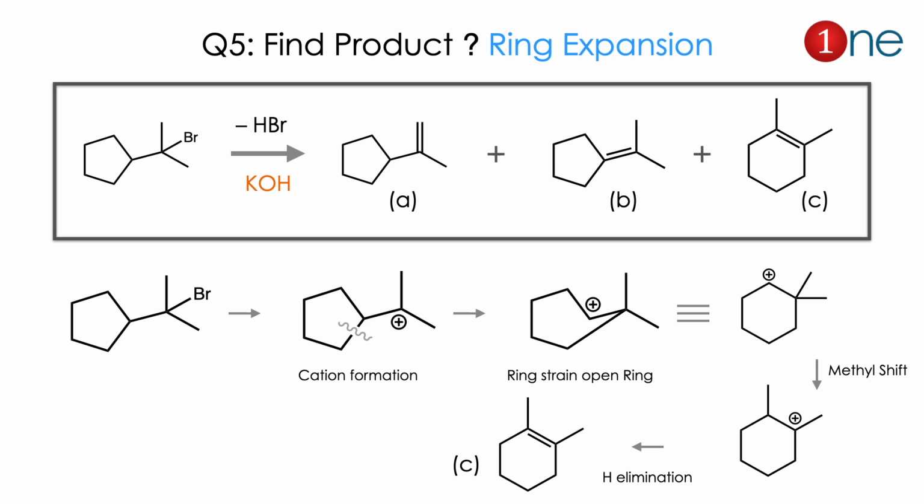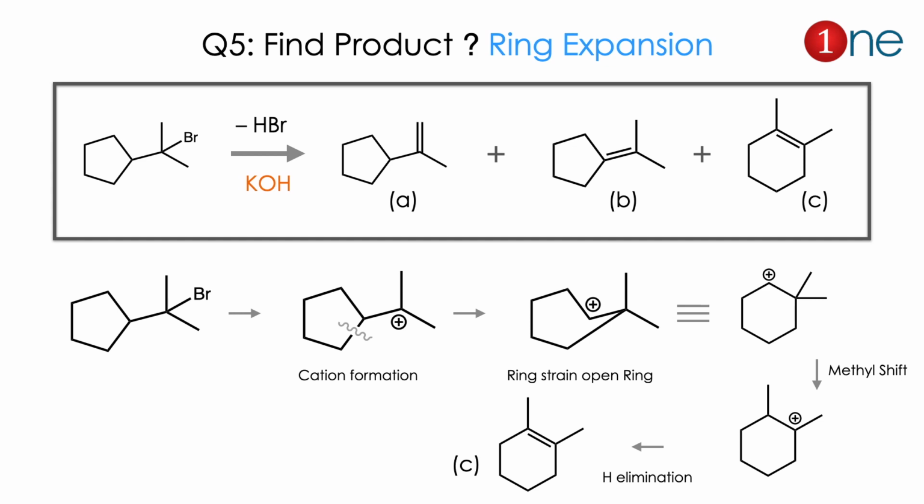Here 2 factors decide. One is ring strain, another is the stability of the cation. Here the mechanism helps you to understand the product much better. So we will write the mechanism here. We are eliminating the bromine, the cation is forming. Since it is an unstable system, the ring strain takes advantage and forms a 6-member ring. So the 6-member ring is drawn there.